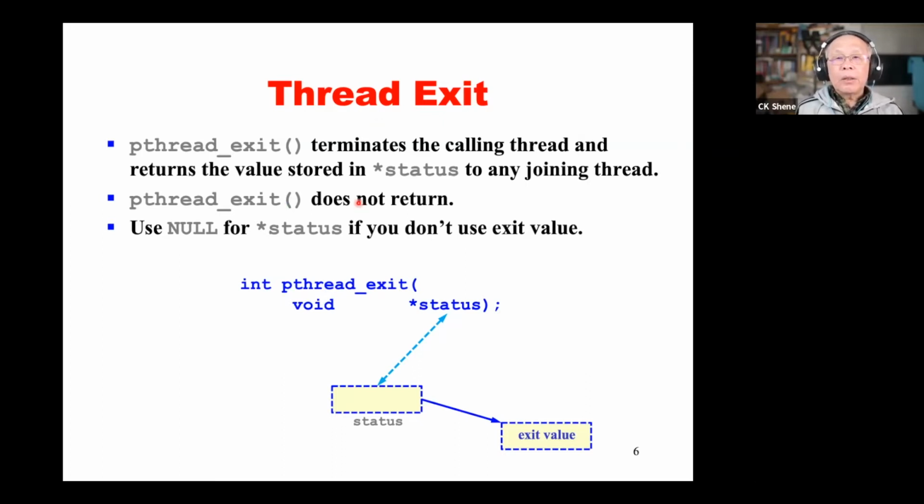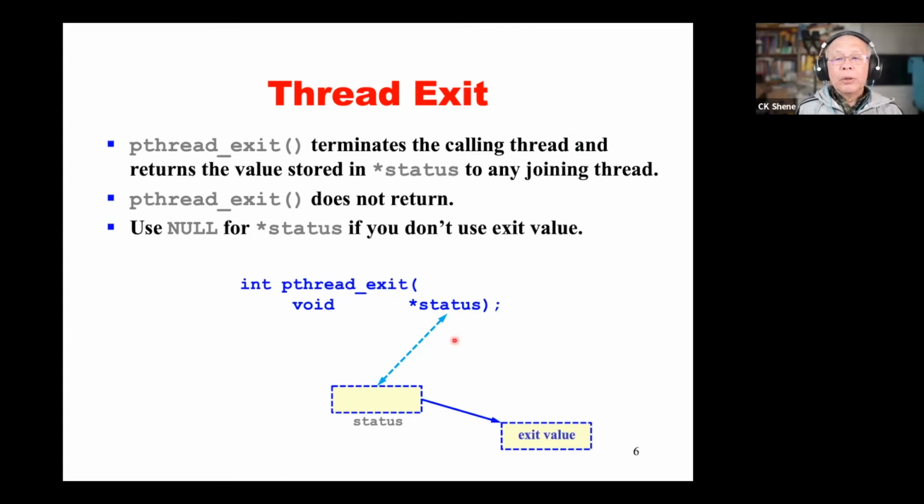pthread_exit terminates the calling thread and returns the value stored in here to any joining thread. That is, if a thread joins with the thread that calls pthread_exit, it would be able to access this value. The second important thing to know is pthread_exit never returns. And finally, if you don't use the exit value, just put NULL.